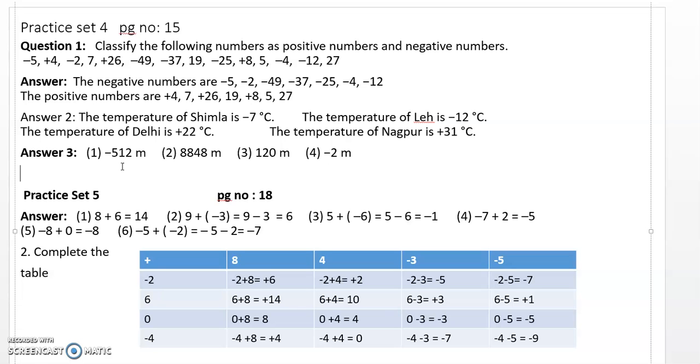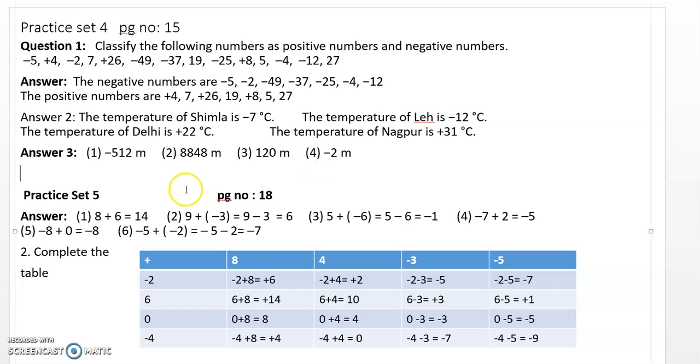Below the sea level is at a depth, so that means it will be minus. Then Mount Everest, it has the highest peak, so that means it will be plus. Then a kite is flying at a distance from the ground, so that means it will be plus. Then a tunnel is at a depth under the ground, so that means it is below, so it will be minus 2. So with that we finish with set 4.